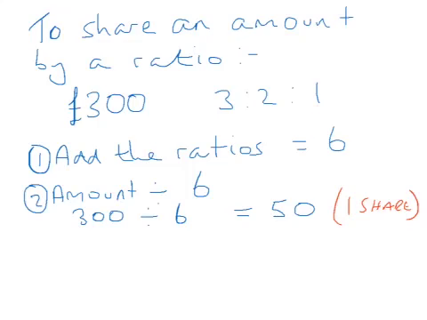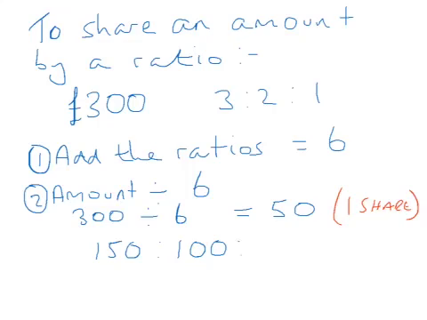So then I need to take the 50 and work out what each share is. So if 50 is 1 share, 3 shares is 3 times 50. 3 50s are 150. So that's that bit. This relates to this. The next is 2 shares. Well, if 1 share is 50, 2 shares is 100. So that relates to that.